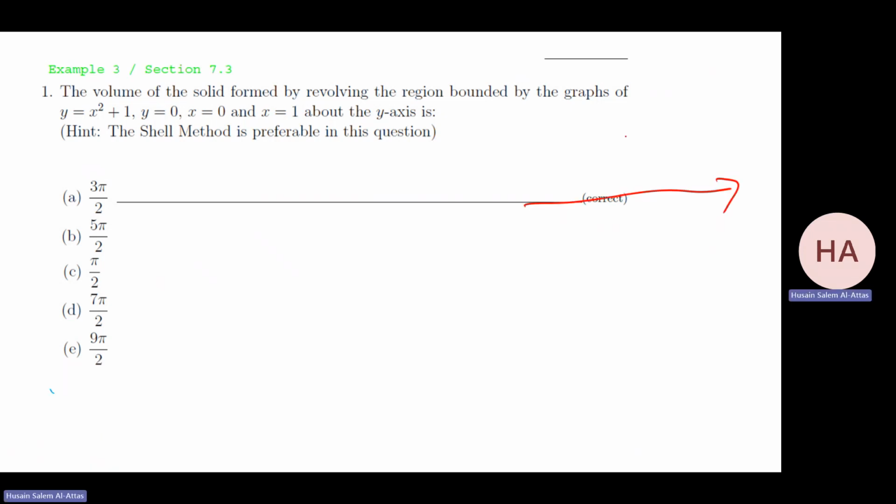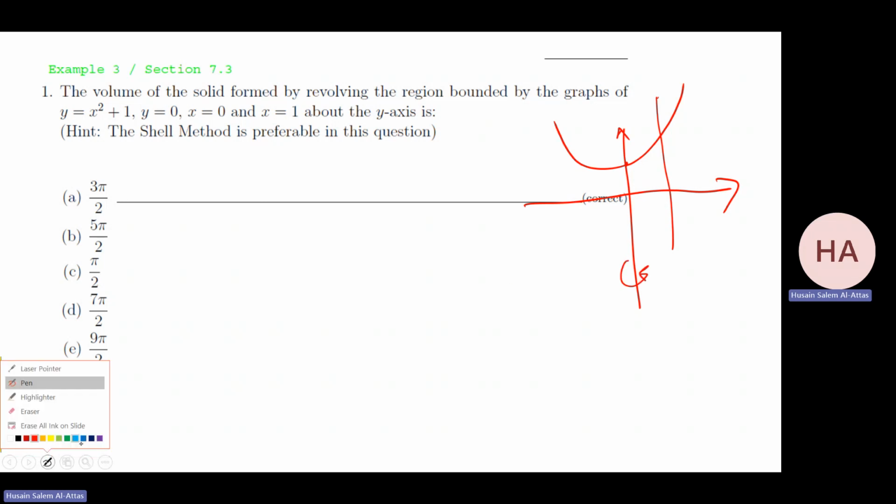Let me graph the function. Y equals x squared plus 1. Y equals 0, which is the x-axis. The y-axis, x equal 1. I'm talking about this region. About what? About the y-axis. So I will do the line. This will be my line.